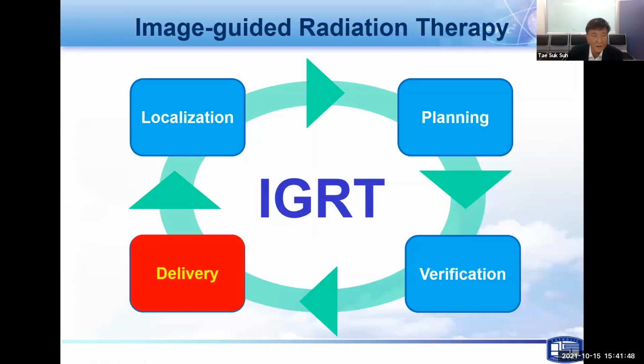Okay, so final delivery. 4D delivery is very difficult. We can find out the moving target, plan and verify. Then finally, how can we deliver the beam for the moving target?